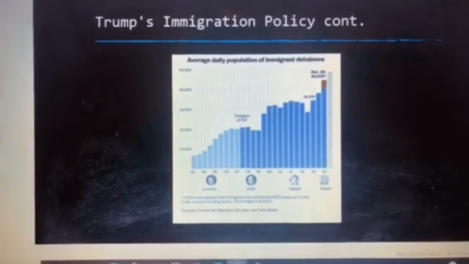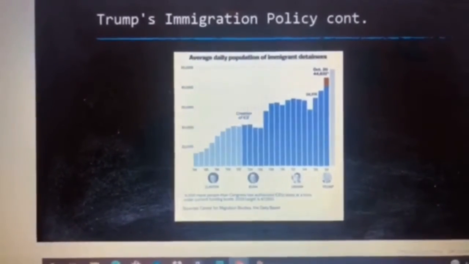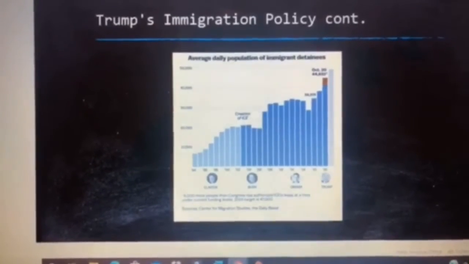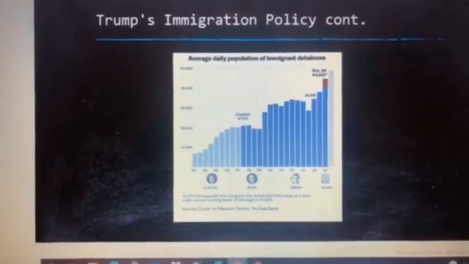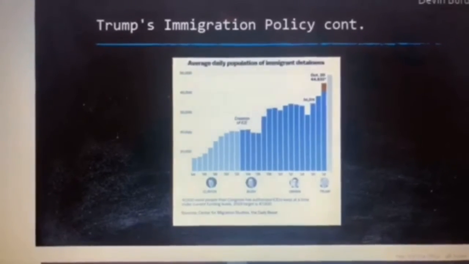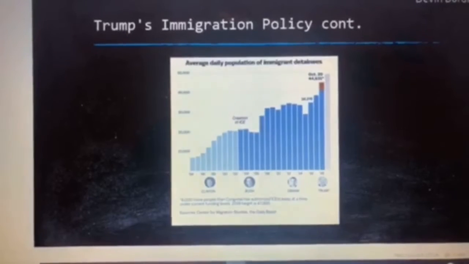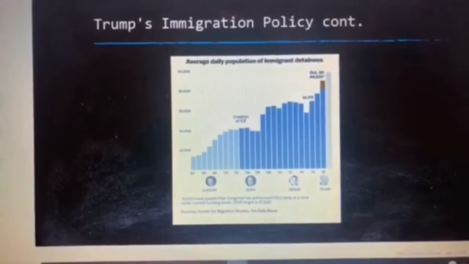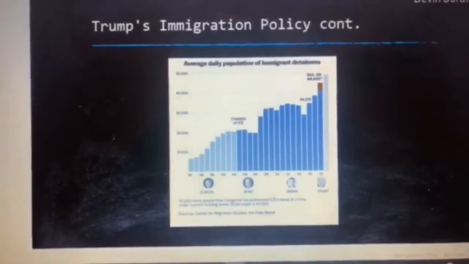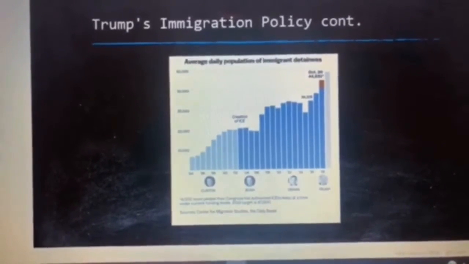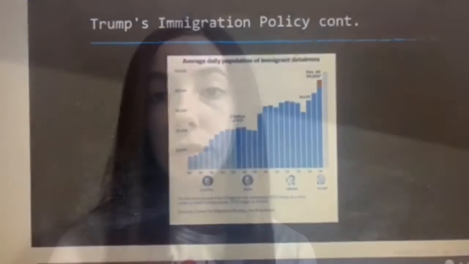And then here is a chart showing the average daily population of immigrant detainees. It's comparing Trump, Obama, Bush, and Clinton. And as you can see, on October 20th of 2018, he detained the most out of any other president before him, with 631,000 immigrants.